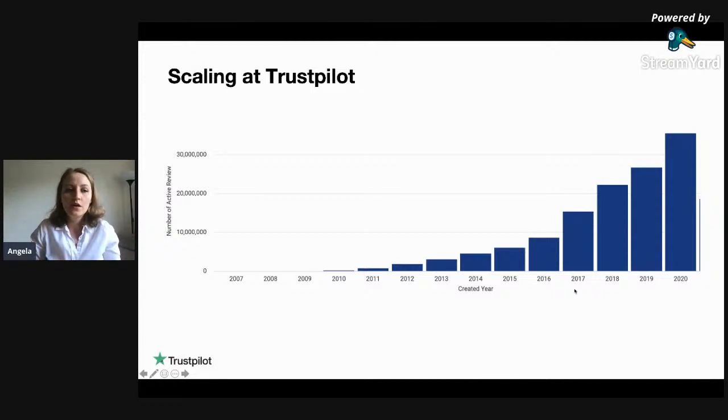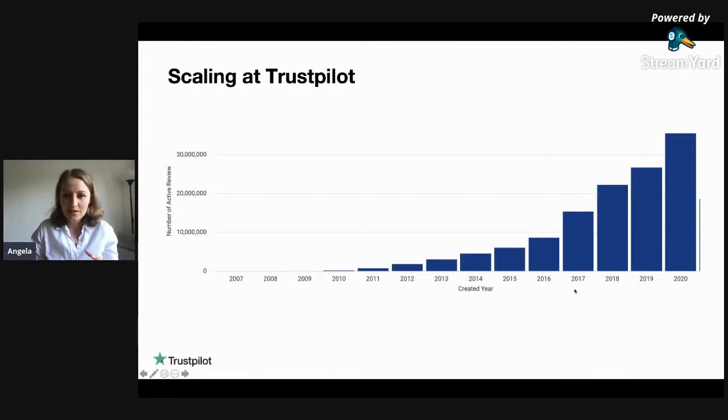But looking at the Trustpilot growth, and to just show you how our data and the company grew over time, I put here a chart showing the number of active reviews over time. And you can see in 2007, we didn't really have much data, but since then that number just went up. And from a business perspective, this is amazing. It's amazing to see how everything is doubling up and the company is growing.